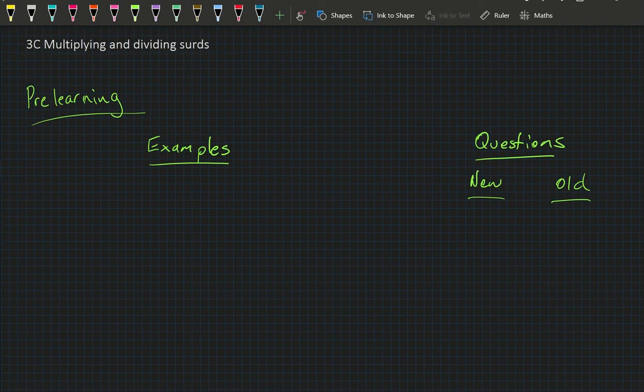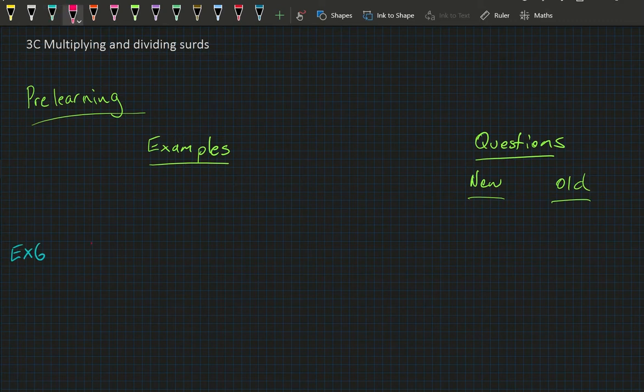Hi class, welcome to exercise 3C, multiplying and dividing surds. Just like our previous lesson, this is going to be a small extension of our first lesson about surds, and hopefully will also be a quick video. But once again, there's actually a fair bit of pre-learning for you. So let me introduce the examples and the pre-learning.